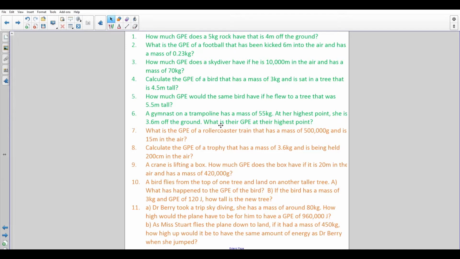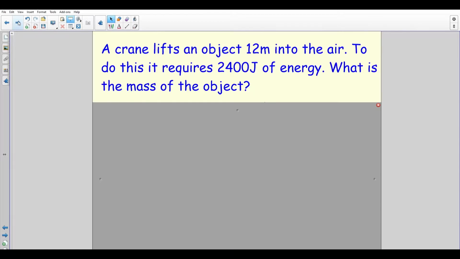Pause the video again now and take your time going through each of those 11 questions, as many as you can get through. So pause it now and go through all those. Right, if you've had a chance to get through all those, I want to go on to some slightly more difficult questions if we think we're ready for it.